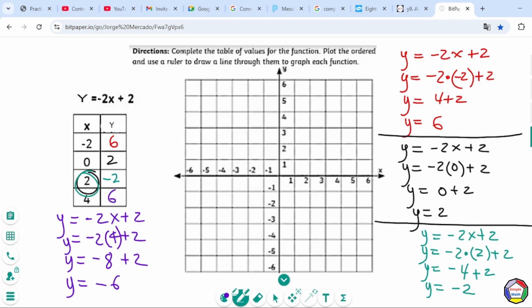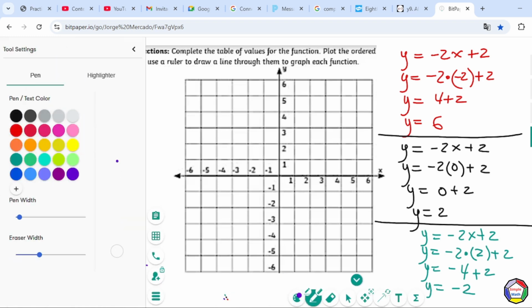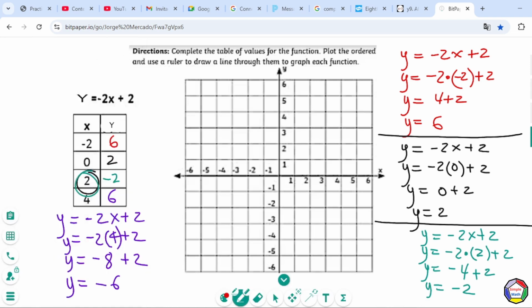Now it's time to graph, guys. It's time to graph. I'm going to graph with red. Which points? The points of the chart. So, the first one. Remember that we're going to graph x and y as points in the Cartesian plane.